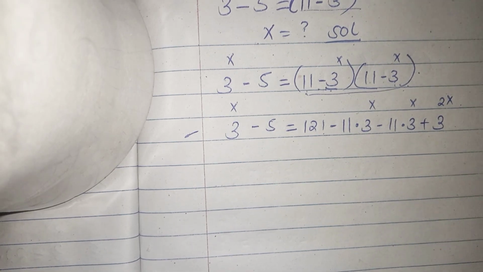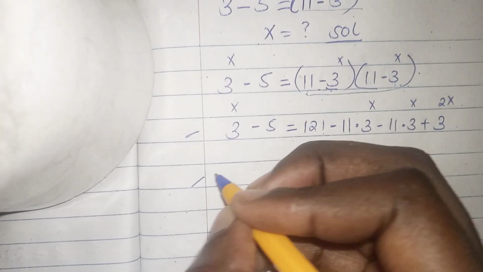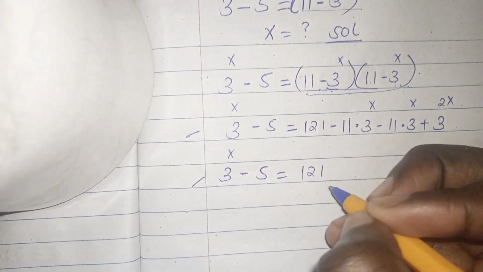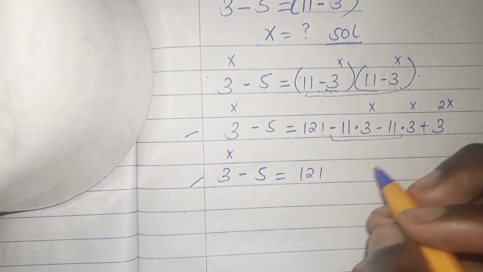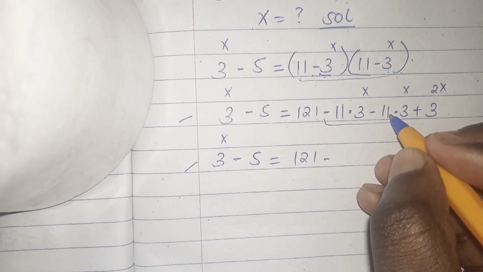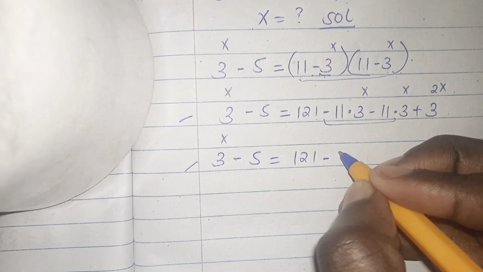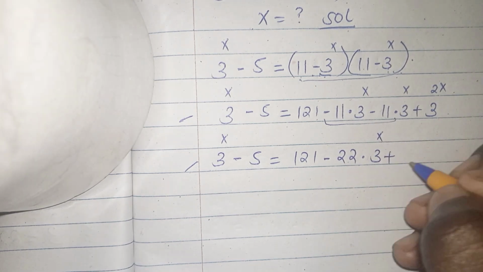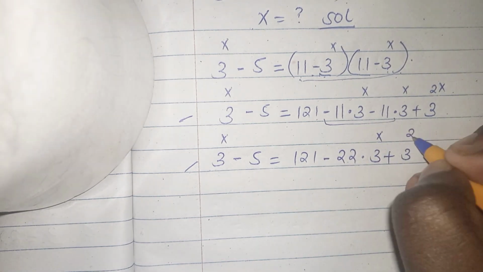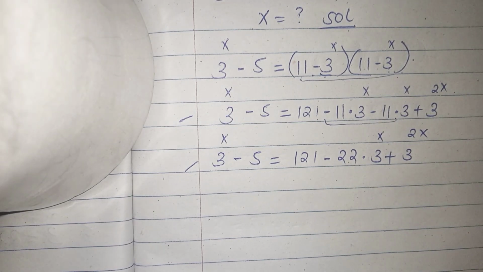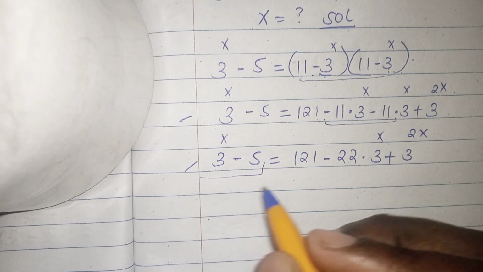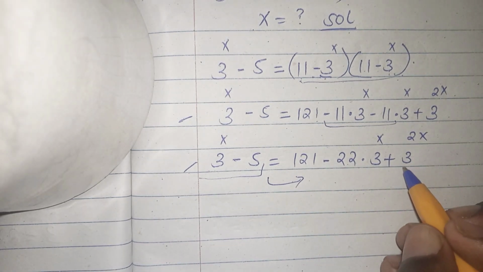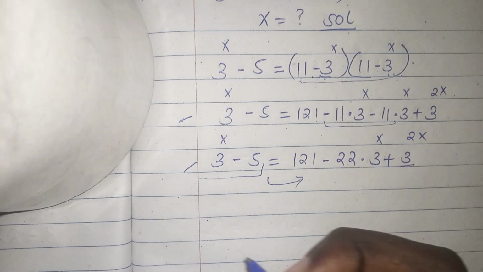Okay, so in our next step, 3 to the power of x minus 5 is equal to 121. So this becomes minus 11 minus 11, this is minus 22 times 3 to the power of x plus 3 to the power of 2x. Okay, so in our next step, we are going to bring this to our right hand side and rearrange the whole equation. So we shall then begin by this.